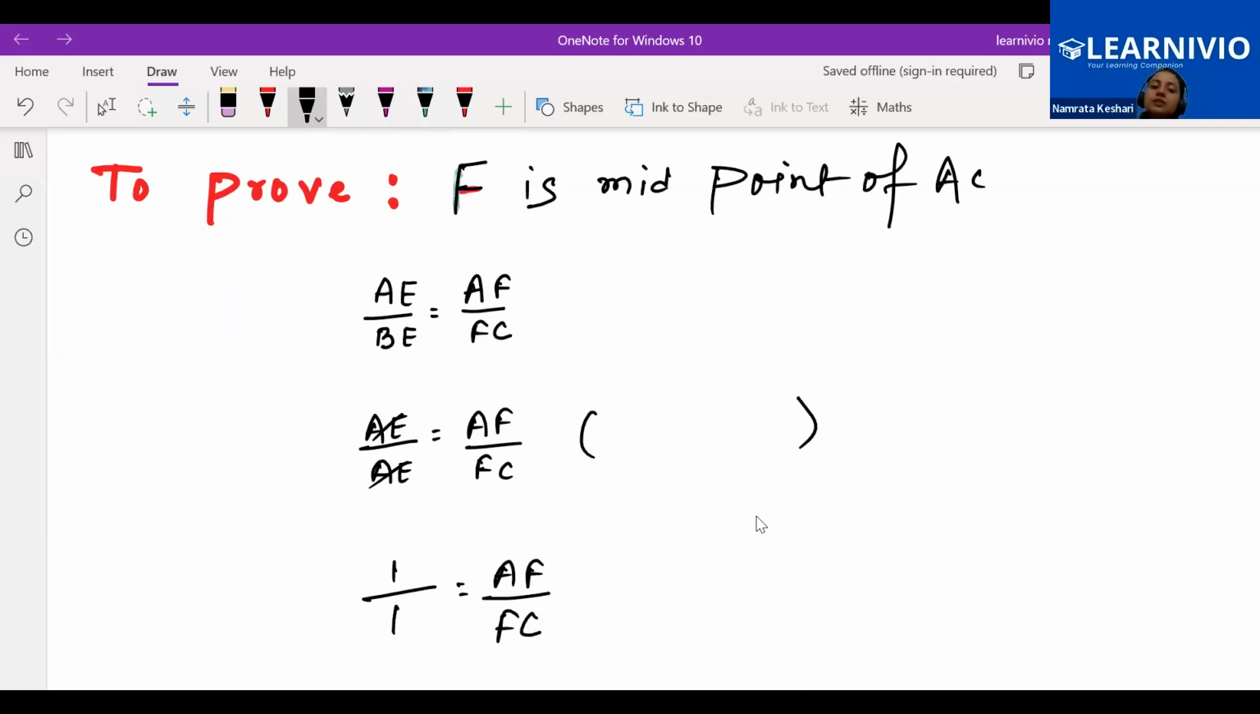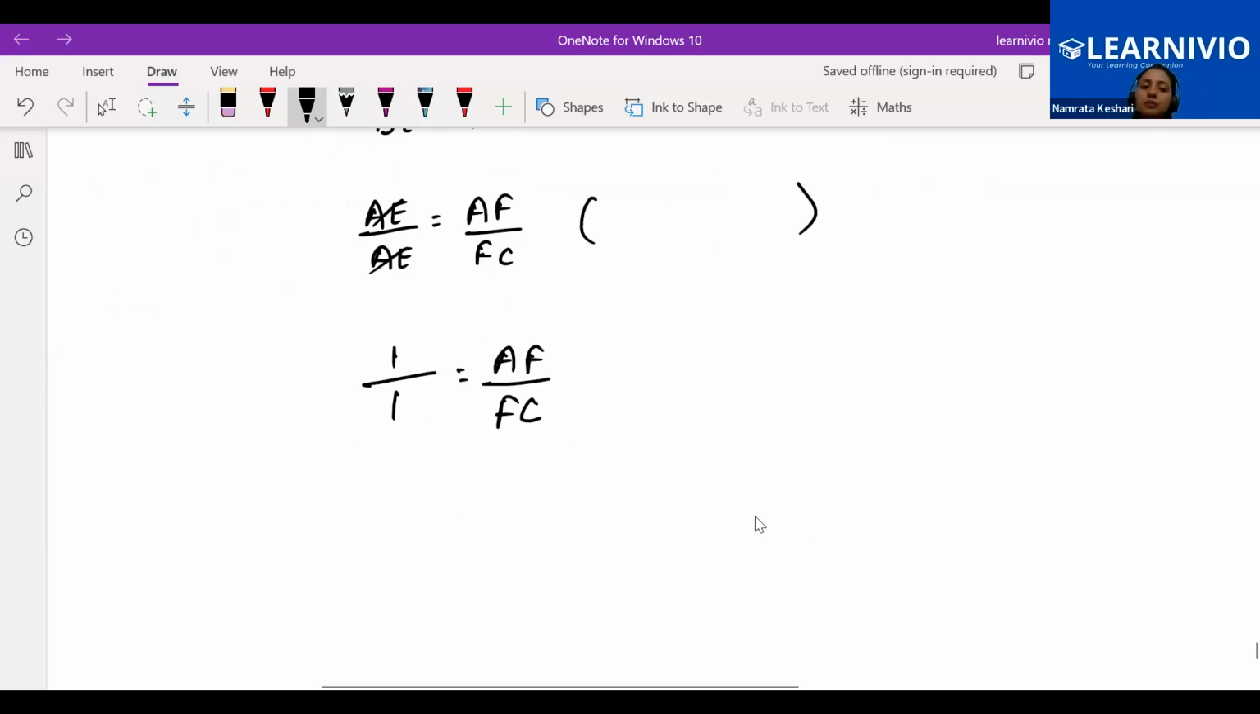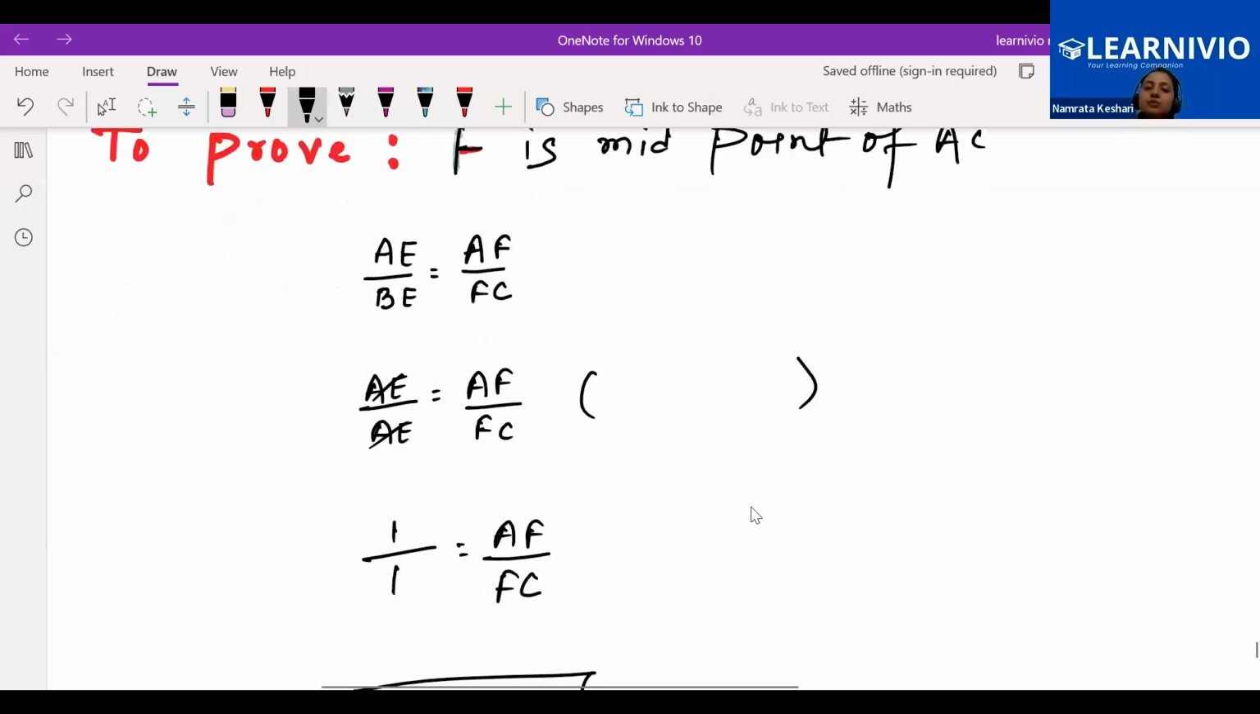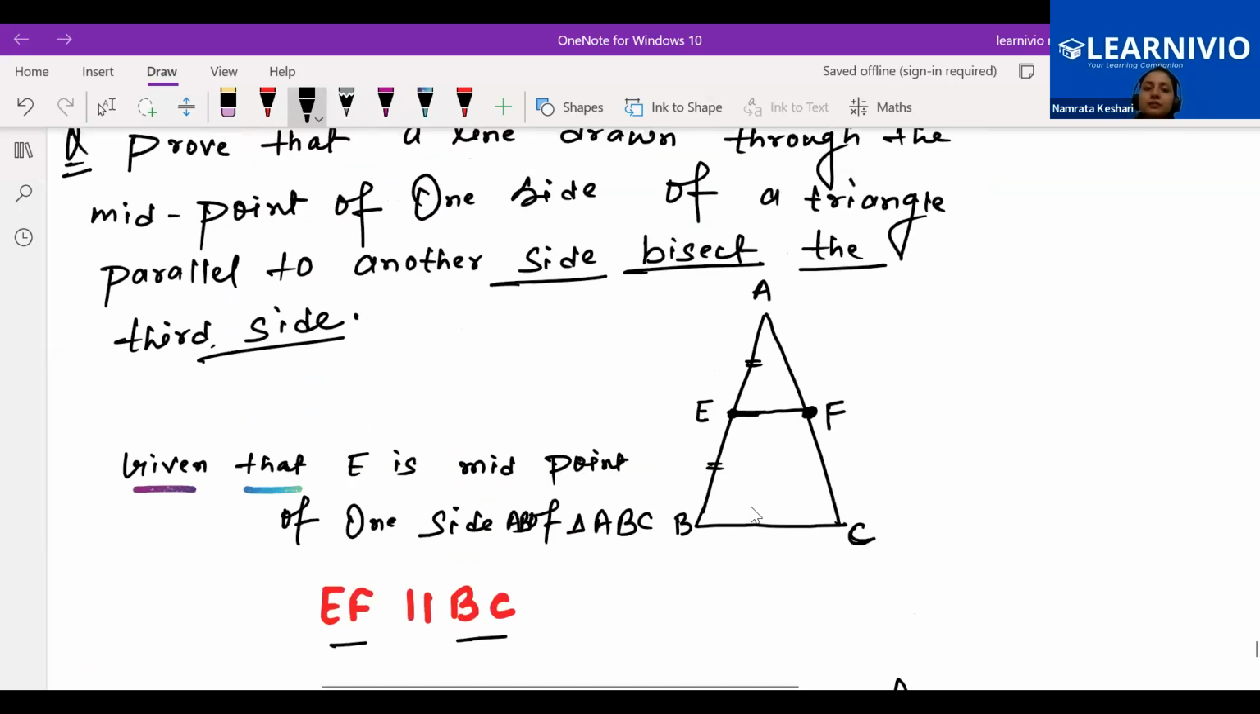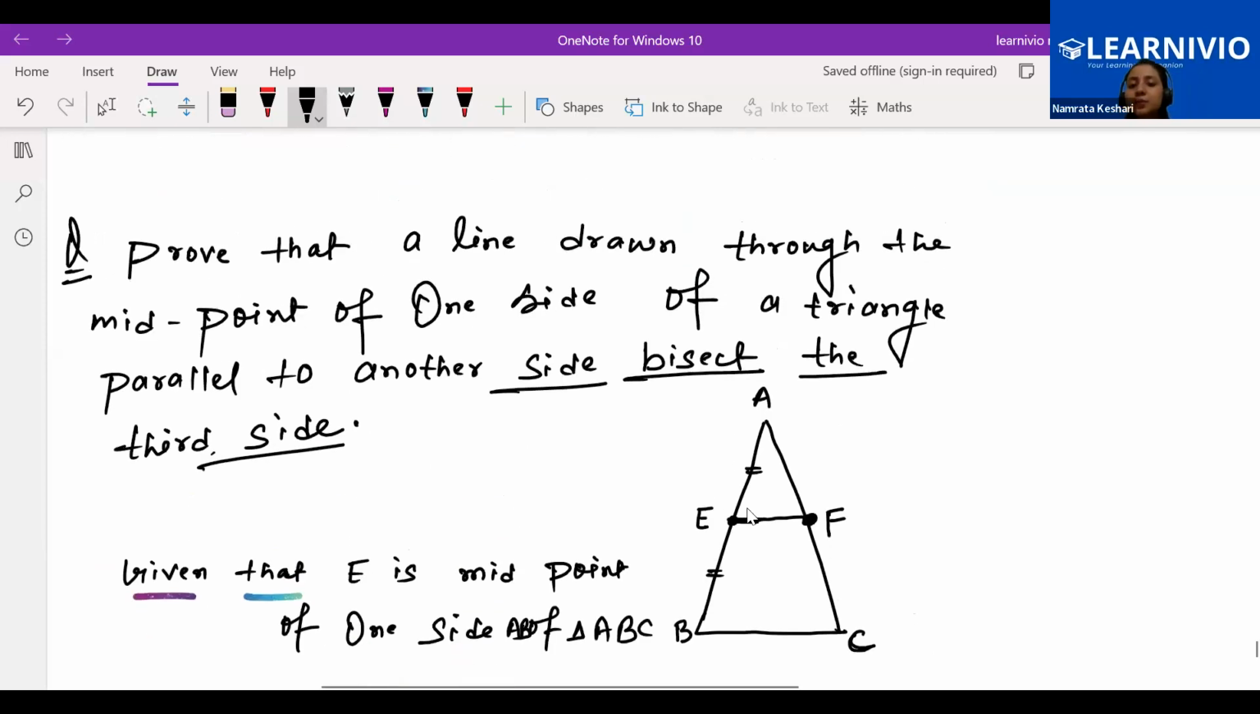Now here we'll be getting 1, and hence can we say AF and FC are also the same? Yeah. And hence F is also the midpoint of AC. Everyone is getting it? What will be the approach for this particular proof?